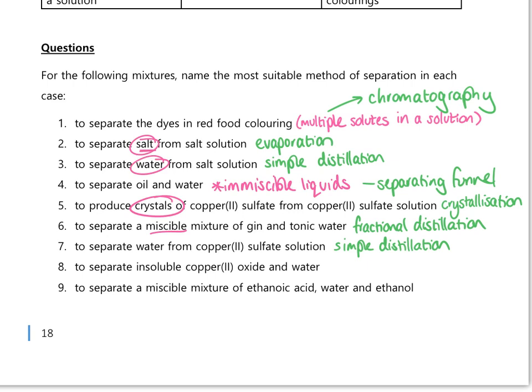Number 8, it says to separate insoluble copper oxide and water. Copper oxide, if you remember, is a black solid, but it's insoluble. So if I mix it with water, it will just sit at the bottom. It won't dissolve. So what can I use to separate it out? I can just simply use filtration.